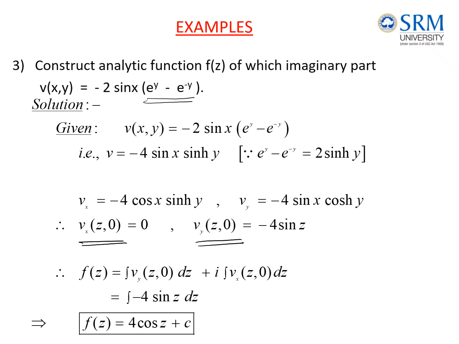Then apply Milne Thomson method, f of z equal to integration vy at the point z comma 0, plus i times integration vx at the point z comma 0. So substitute what is vy and vx here, so that x is 0. So this integrand will become 0. This term will become 0. And remaining, if you integrate with respect to z, we'll get it as integration of sin z is minus cos z. So altogether we'll get it as 4 cos z. So this is how we can construct the analytic function by applying Milne Thomson method.